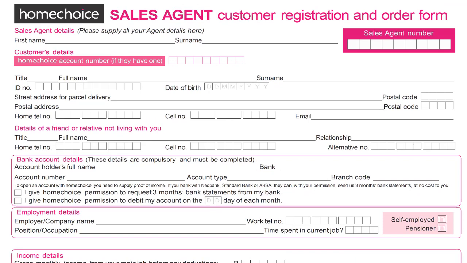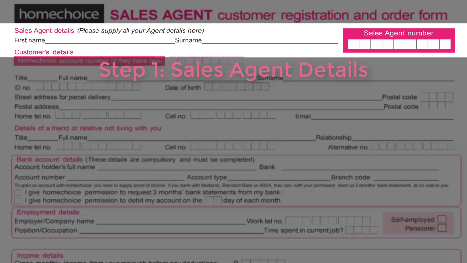This is the Home Choice order form, which we will now be discussing in detail. The sales agent details section of the order form is meant for yourself. Your full name, surname, and most importantly, your sales agent number is required.